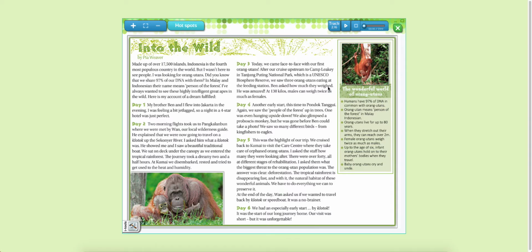Humans have 97% of DNA in common with orangutans. Orangutan means person of the forest in Malay Indonesian. Orangutans live for up to 18 years. When they stretch out their arms, they can reach over 2 meters. Female orangutans weigh twice as much as males. Up to the age of 6, infant orangutans hold onto their mothers' bodies when they travel, and baby orangutans cry and smile.